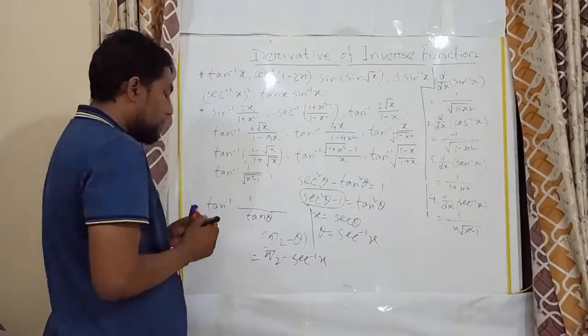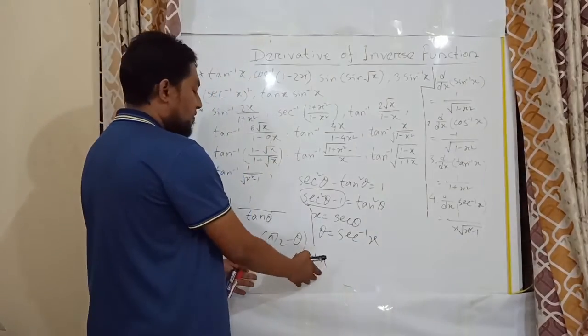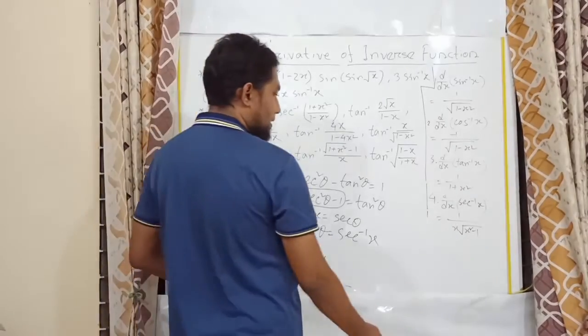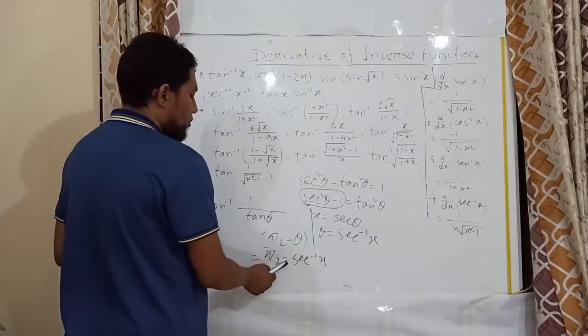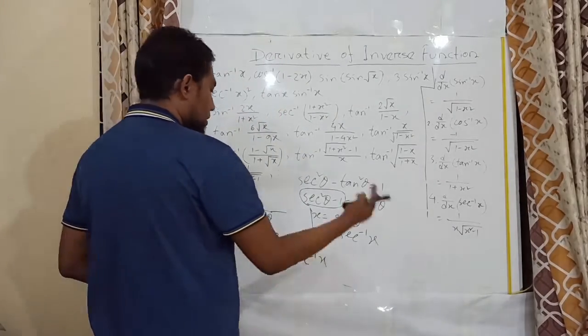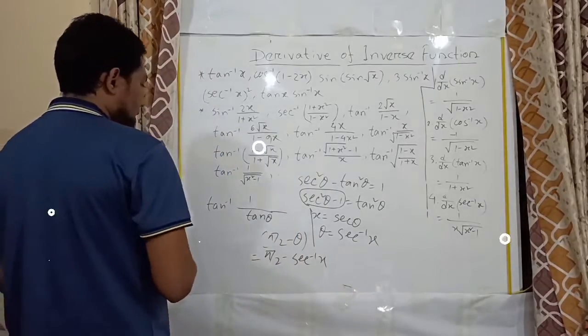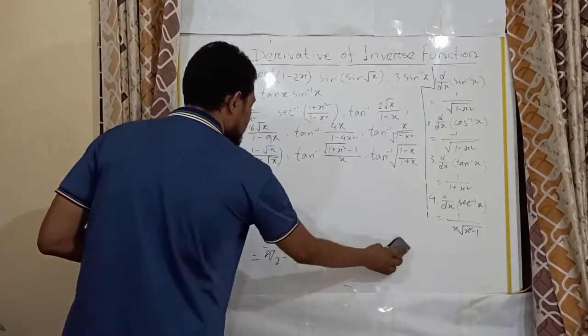So now if we take the derivative of this, it is a simplified form. We will get the result 1 by x into root over x square minus 1, and for pi by 2 it will be 0, and a minus sign will be in front of that result. So it will be the answer.